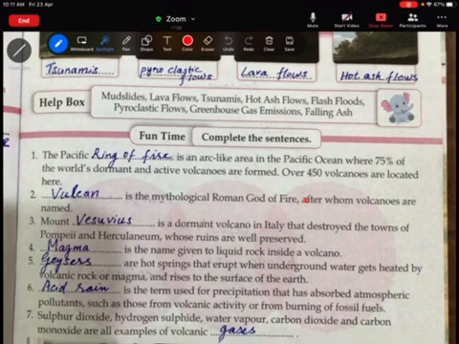Sulfur dioxide, when dissolved in water, gives sulfurous acid. Nitric oxide dissolved in water will give nitric acid. Carbon dioxide dissolved in water will form carbonic acid. So this precipitation or rainwater after dissolving these gases will be falling as acid rain. Acid rain is the term used for precipitation that has absorbed atmospheric pollutants such as those from volcanic activity or from burning fossil fuels.